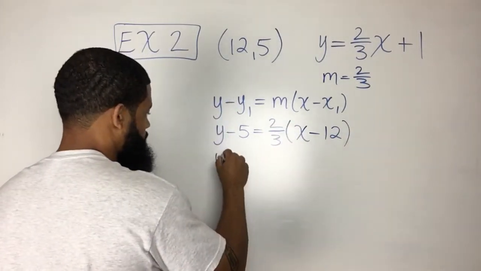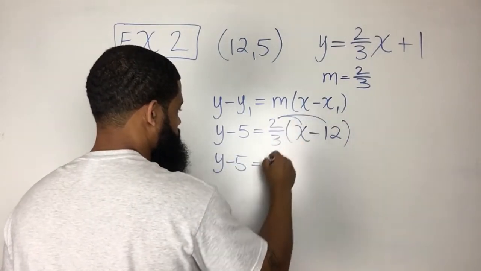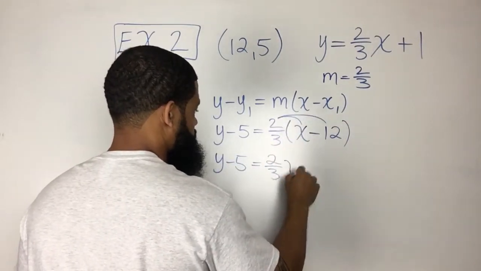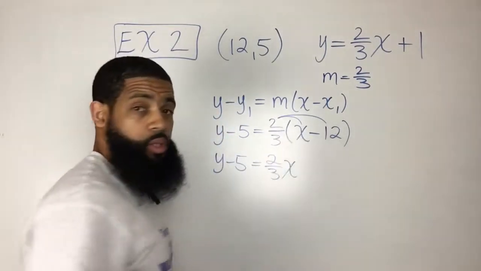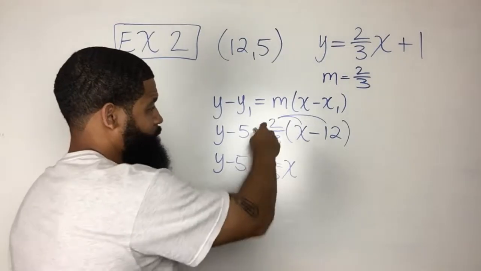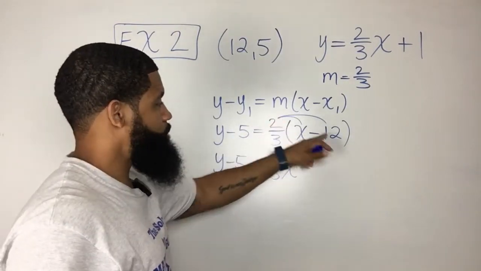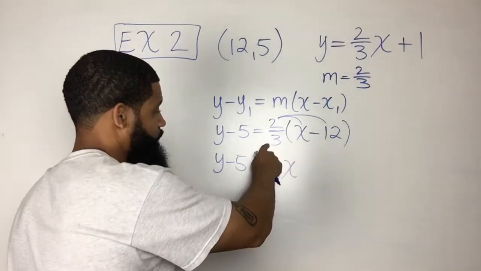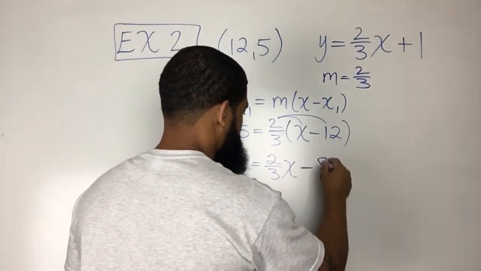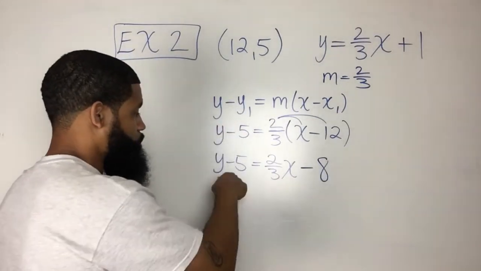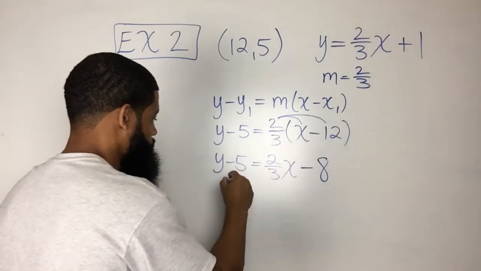So y minus 5 equals, we want to distribute this. So 2/3 times x is just 2/3 x. And then 2/3 times 12, we can do this multiple ways. I usually just take the numerator and multiply it by the whole number. So 2 times 12 is 24, and then divide it by 3. 24 divided by 3 equals 8, and we keep the minus. Now we need to get this y by itself, so we're going to add 5 to both sides so we can get rid of it.